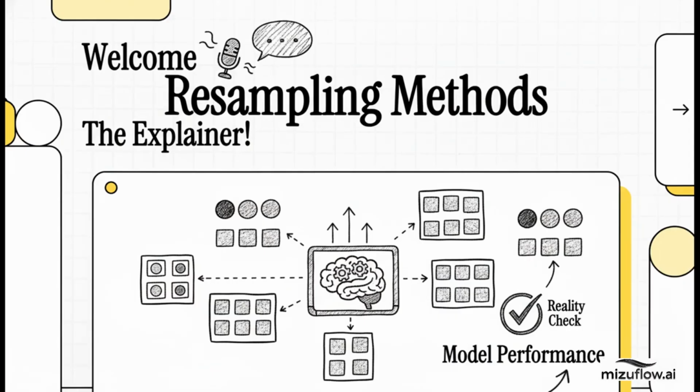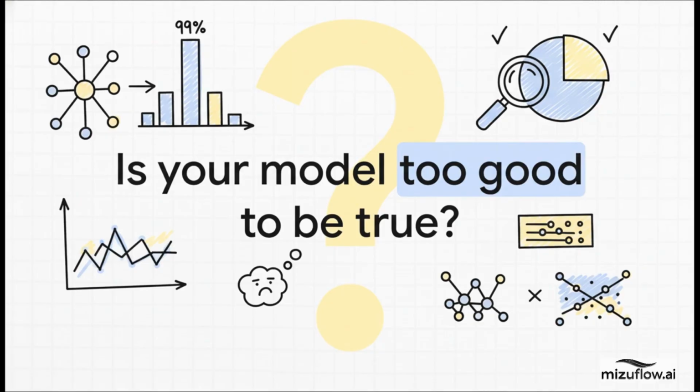Right, today we're tackling something that is absolutely critical if you're building machine learning models: resampling methods. Think of this as the ultimate reality check, making sure the model you've built isn't just fooling you. So picture this. You've just built a new model, and the accuracy on your training data? An incredible 99%. Sounds amazing, right?